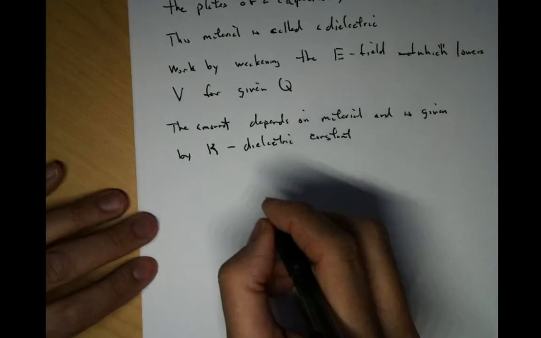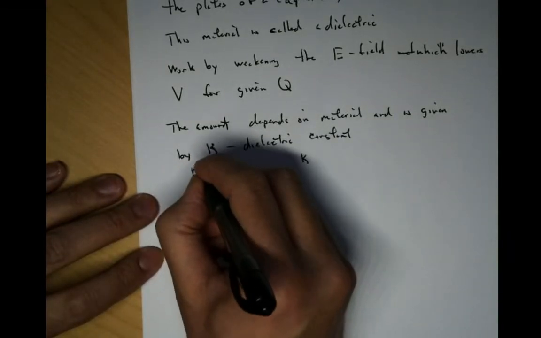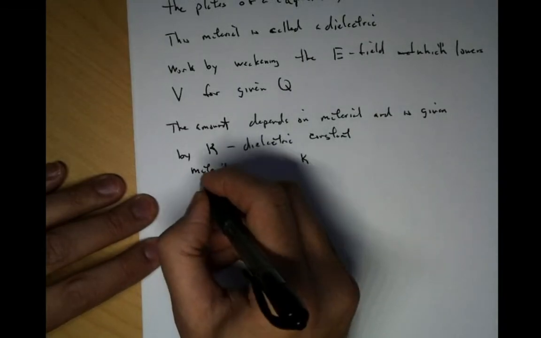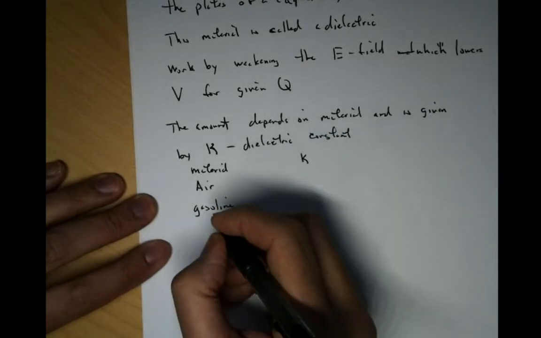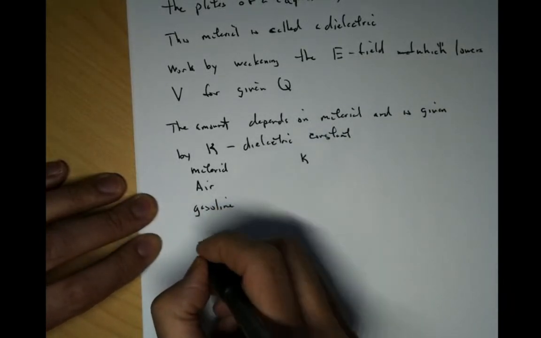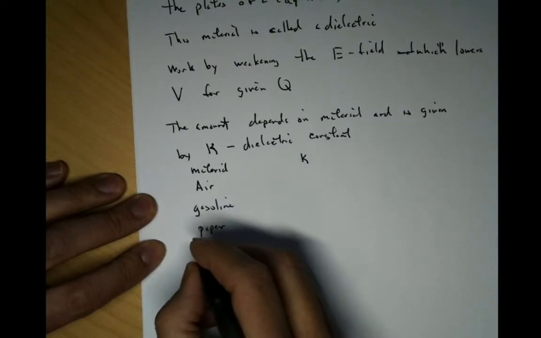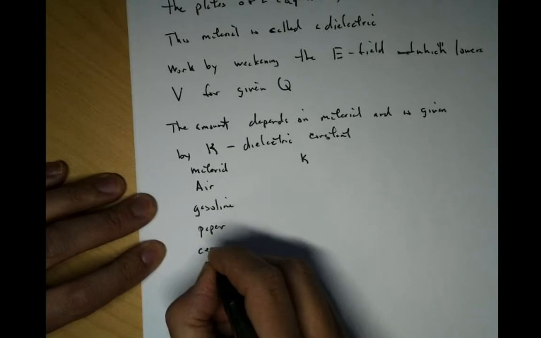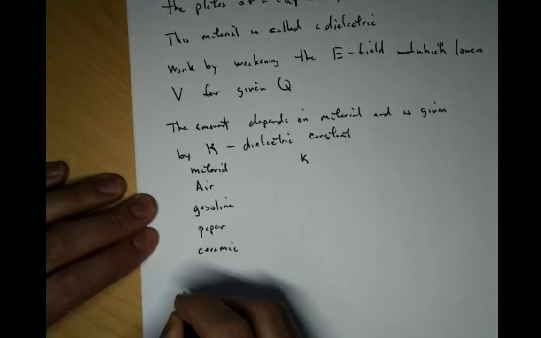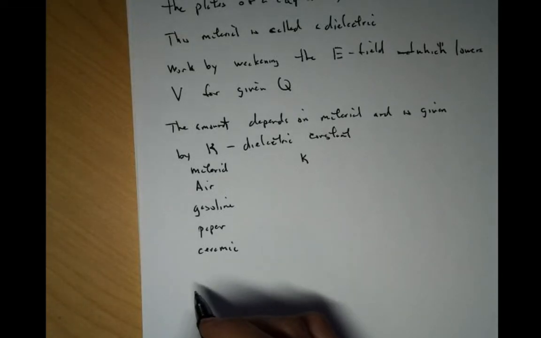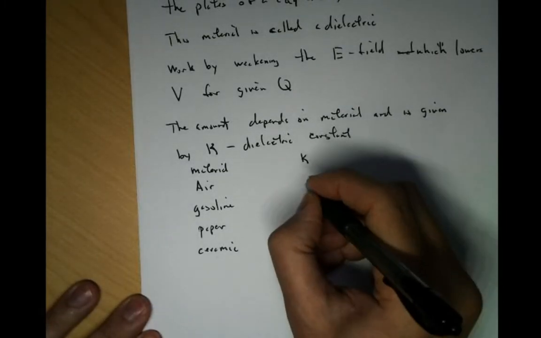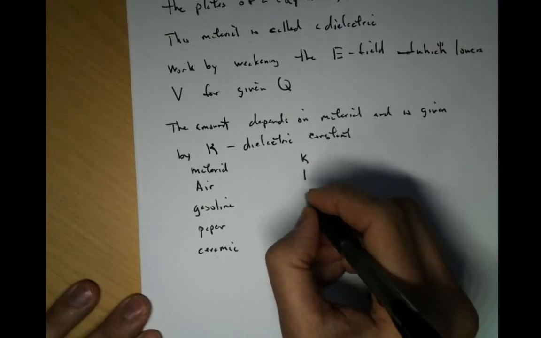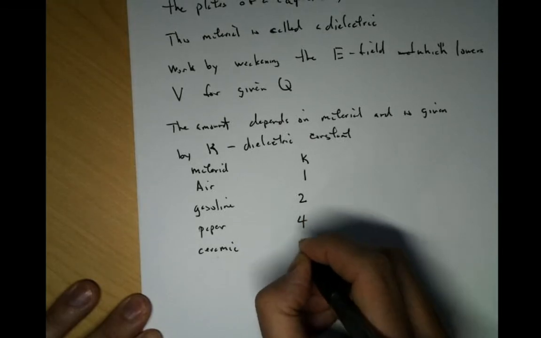So let's draw a little plot. This is kappa, this is material. And a few materials: air, gasoline, you might want more gasoline, I'll tell you why in a second, paper, which is a very common one, and ceramic. For any of you who ever built a desktop computer before, occasionally you might buy a motherboard that says ceramic capacitors. This is why. So what's kappa? Kappa is 1 for air. It's 2 for gasoline. It's about 4 for paper and 7 for ceramic.